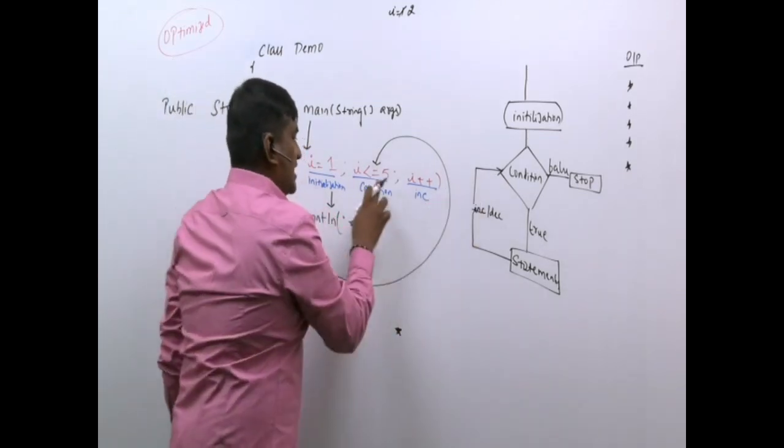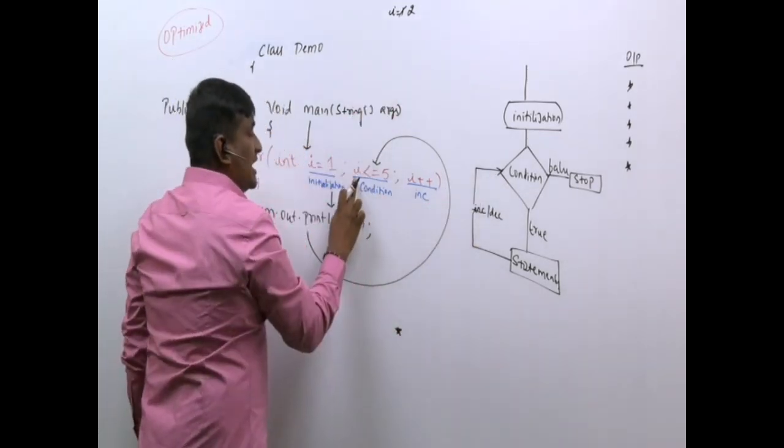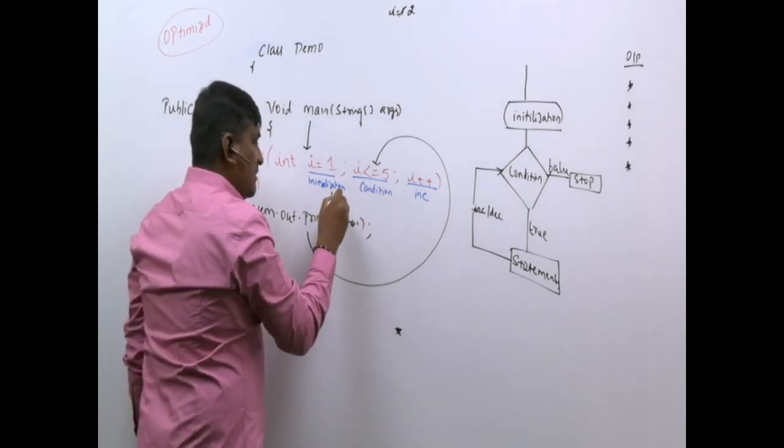Now again I am checking the condition. The i value becomes 2. Is 2 less than or equal to 5? Yes. Again, come inside.